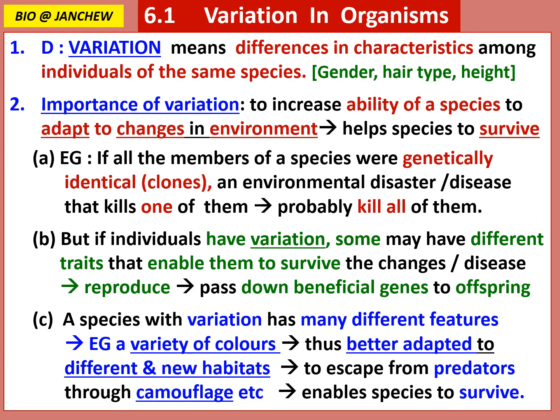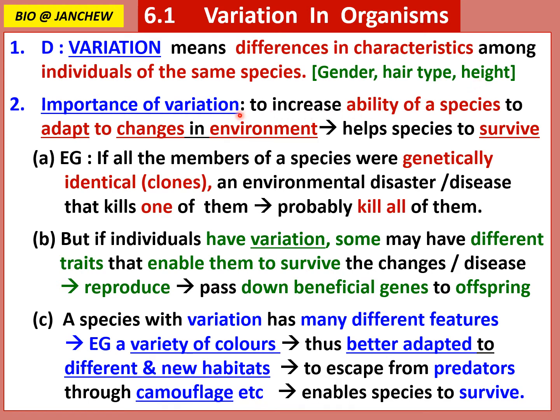Firstly, what is variation and what is the importance of variation? Variation means differences in characteristics among individuals of the same species. We must compare the individuals of the same species first to compare the differences. For example, we humans all belong to the species called Homo sapiens. Now, if we compare a class of students, there are differences in gender, hair type, height, blood group, and so forth. For example, some students are male, some students are female. Some students have wavy or curly hair, and others have straight hair. Height, some students are short, some are of medium height, and some are taller.